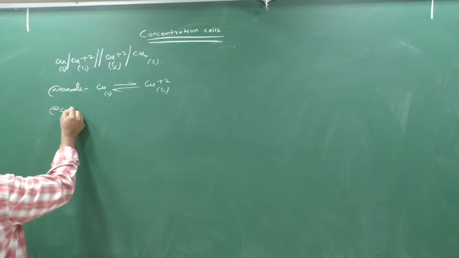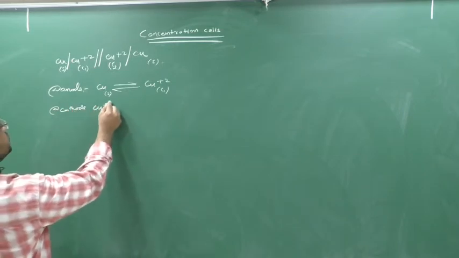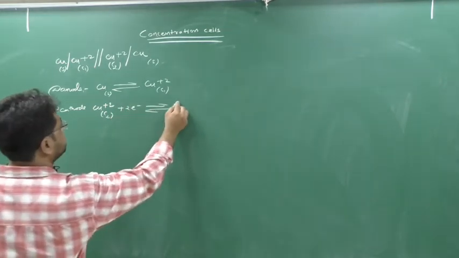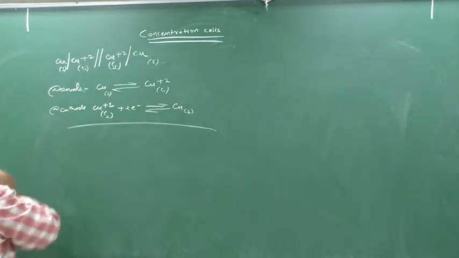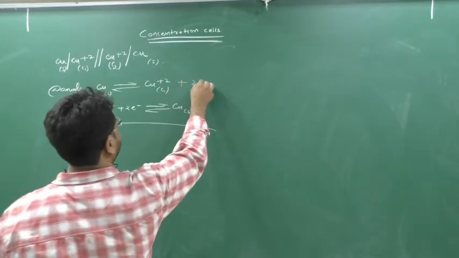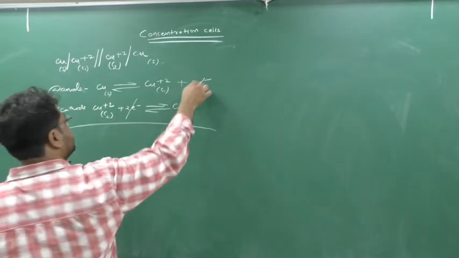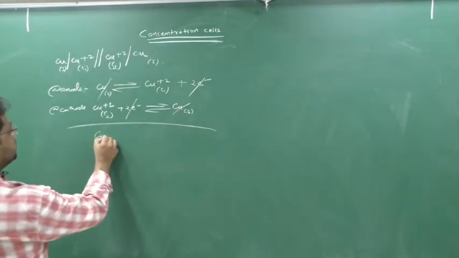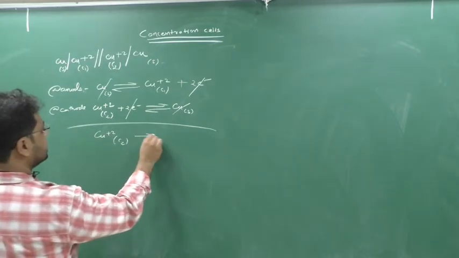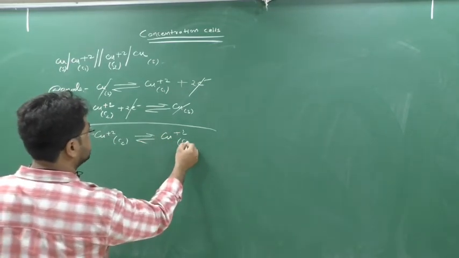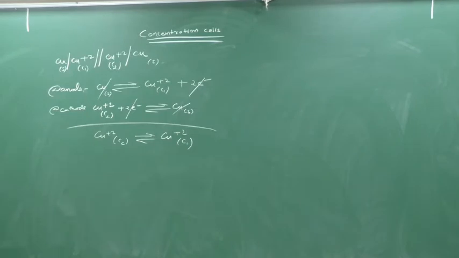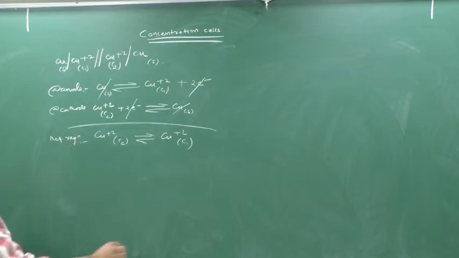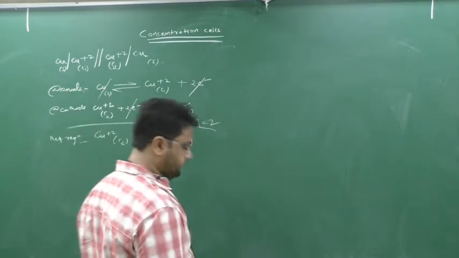Similarly at cathode, Cu+2, which is of a concentration C2, will undergo reduction to form Cu solid. Cu+2 plus 2 electrons. These two electrons get cancelled. Cu solid and here also Cu solid get cancelled. So Cu+2 of C2 will be converted into Cu+2 only, but of concentration C1. So this is my net reaction and you can see the number of electrons transferred is 2.